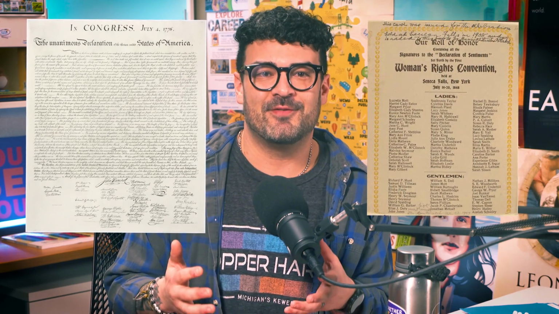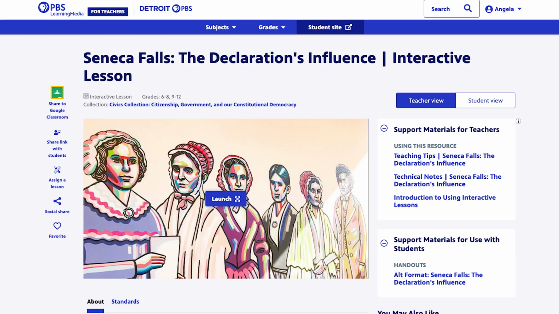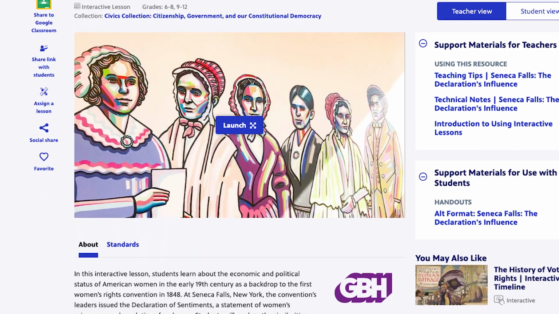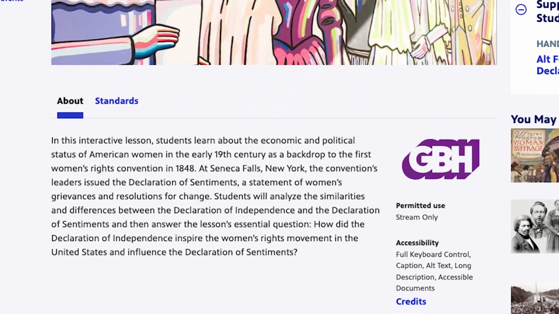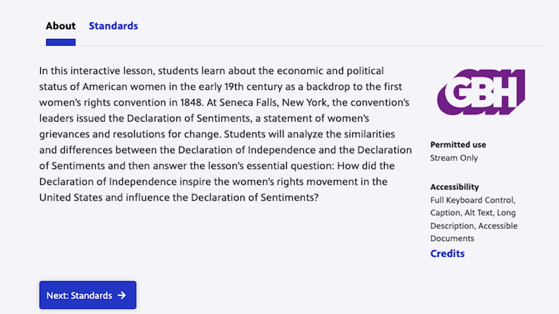I bet your students are familiar with the Declaration of Independence, but have they ever seen the Declaration of Sentiments from 1848? This important document was written at the first Women's Rights Convention and was one of the first documents that captured the grievances and demands of suffragists at the time. The interactive activity available on PBS LearningMedia invites students to explore the document, the context for its publication, and consider its similarities to the Declaration of Independence.